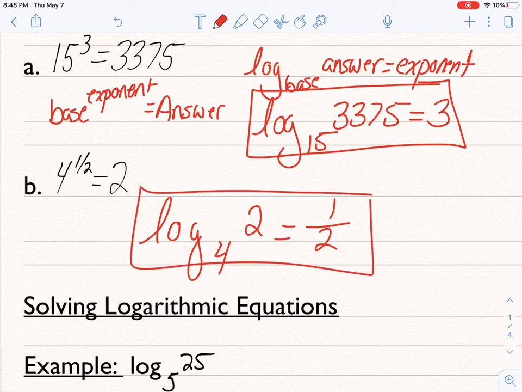So that's going from log form to exponential form and exponential to log form. That's one of the main things we're going to try to work through here. So hopefully that's pretty straightforward. It's just remembering bay, basically. Base, answer, exponent, and your life becomes pretty easy.